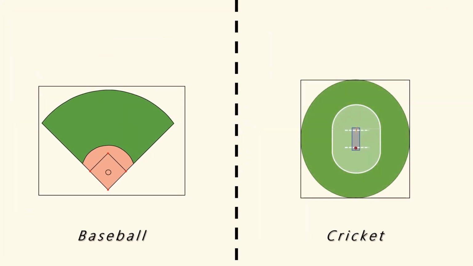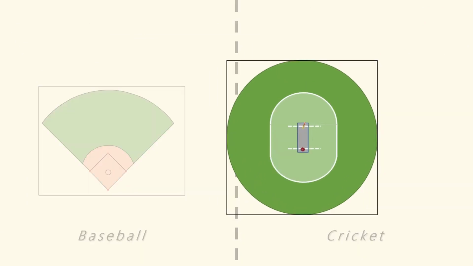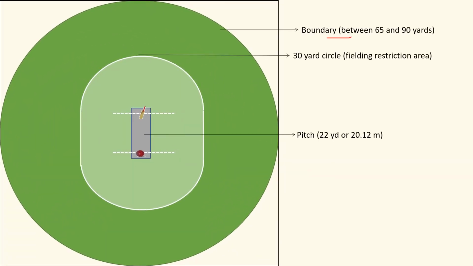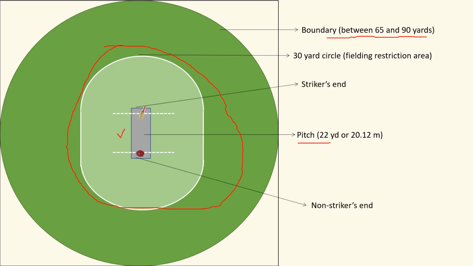Let's now have a look at the cricket's playing ground. Cricket ground is oval in shape with its boundary between 65 and 90 yards. Between this boundary there is a 30-yard circle and within the 30-yard circle there is a rectangular playing surface called the pitch. Depending on where the bowler is bowling from, that end of the pitch is called the non-striker's end and where the batsman bats, that end is called the striker's end.